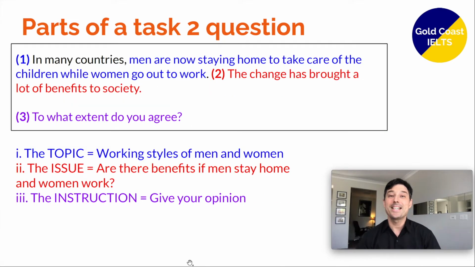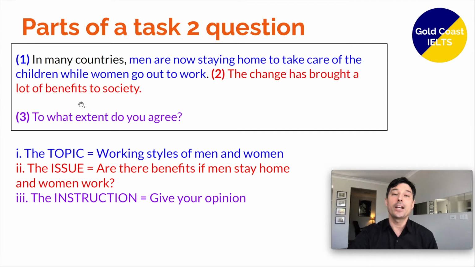So here's an opinion style essay question. Let's take a look at it now. In many countries, men are now staying home to take care of the children while women go out to work. The change has brought a lot of benefits to society. To what extent do you agree?